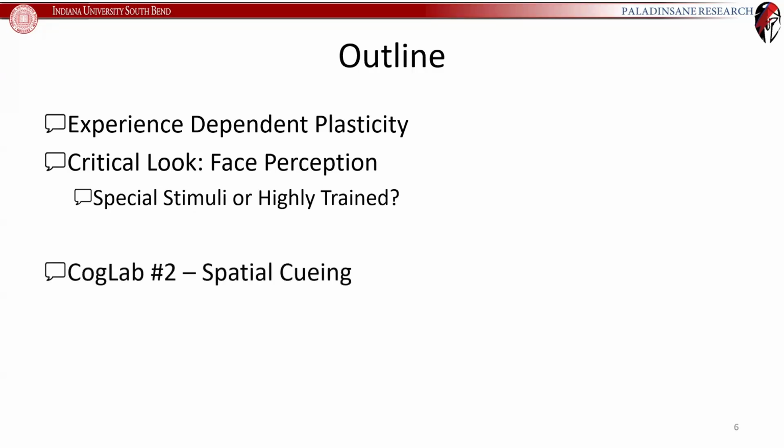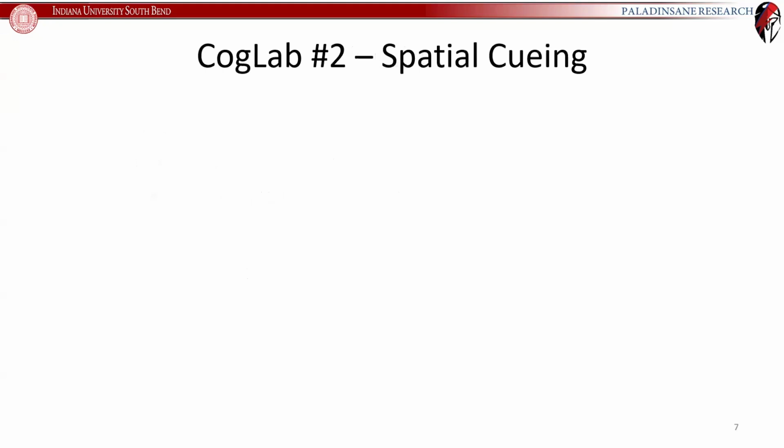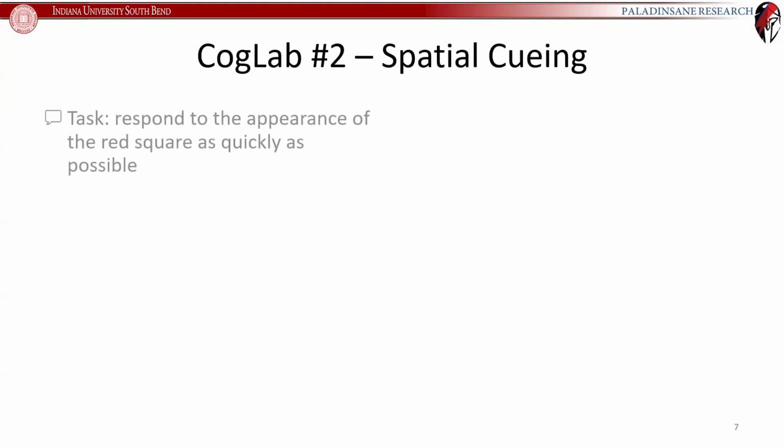But before we get there, I do want to wrap up attention. So if you recall, we looked at attention about a week ago. And the last thing we need to do is take a look at cognitive lab number 2, which is spatial cueing. So let's get to that right now. So to refresh your memory for this cog lab, what you're asked to do is respond to the appearance of a red square as quickly as possible.